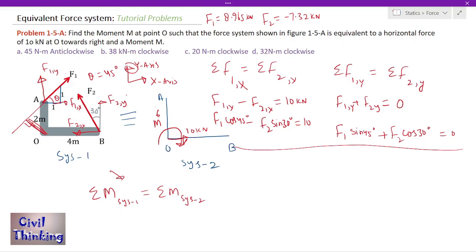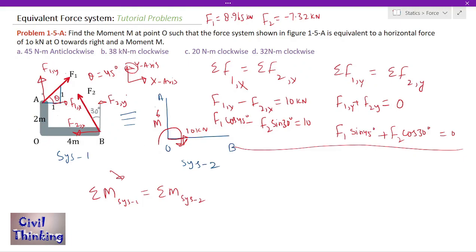So what we are going to do, we will find the moment of the components of F1 about O, which is the same thing. If you want to find the moment of F1 about O, it is the same thing. We will find the moment of F1's components about O. So let us apply Varignon's theorem. If you don't know about Varignon's theorem, you can watch my video lecture on Varignon's theorem. So let us do it now.